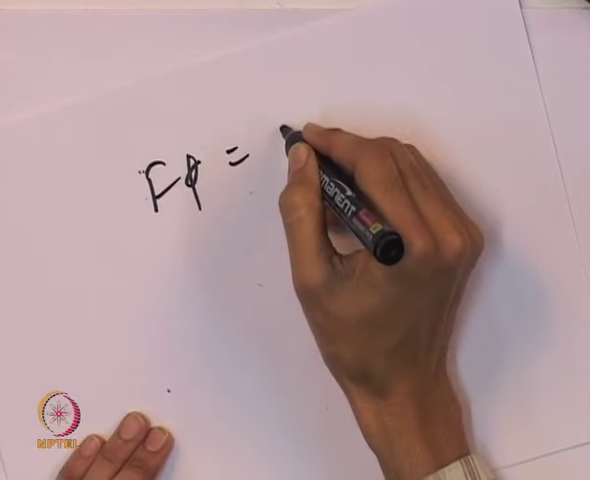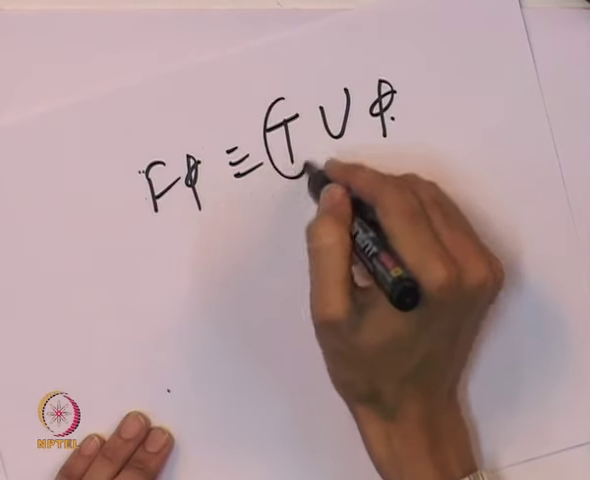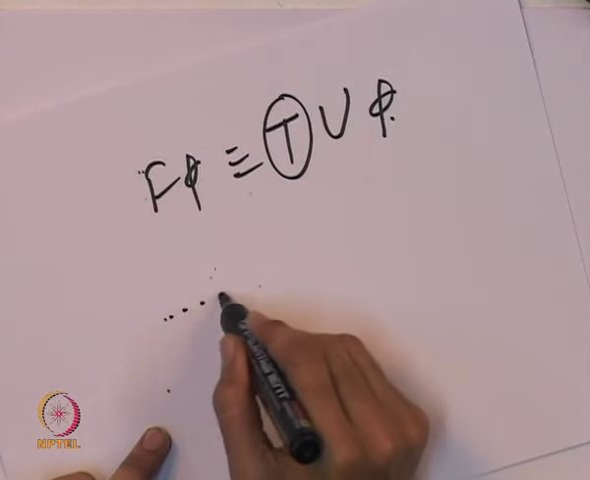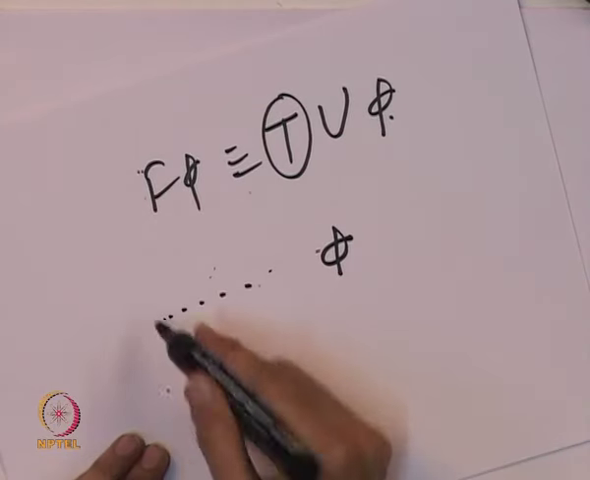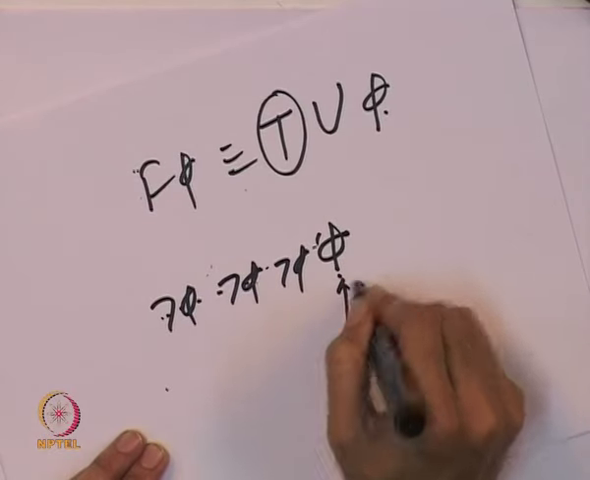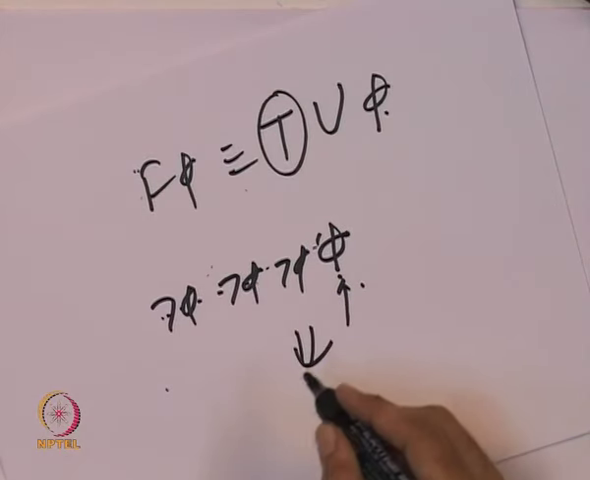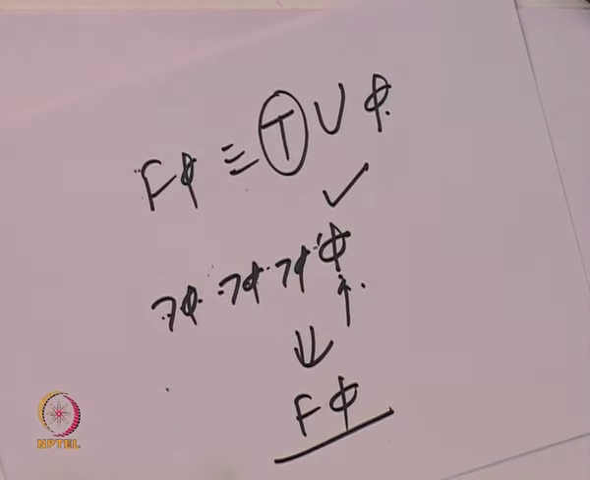In the same way, you can write F of phi as equivalent to tautology until phi. Tautology means no restriction, it always holds good, right. So without any restriction, in some state phi holds good. That means you have negation of phi, negation of phi, negation of phi, and in some state phi holds good. So this is equivalent to what? This is equivalent to F of phi, because somewhere in the future your phi holds good. So this way you can write it like this.